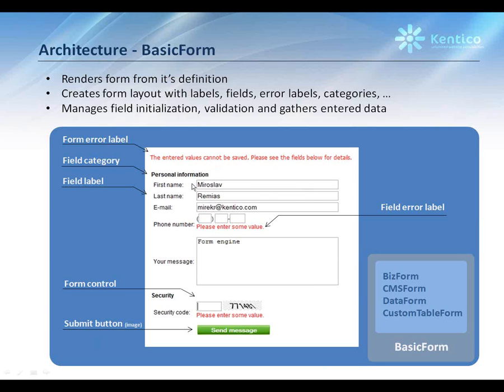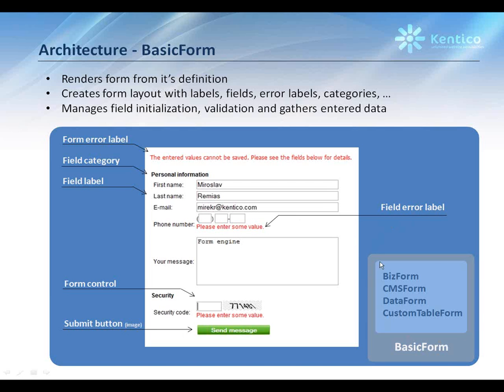So if you can take a look on the screen here, each of the fields has its own label. The field can be assigned to some category. There is a field error label for each of the fields, so the validation is applied. And also the basic form renders an image button or submit button. It depends which one you would like to use.